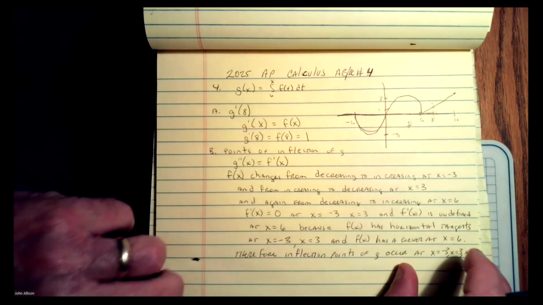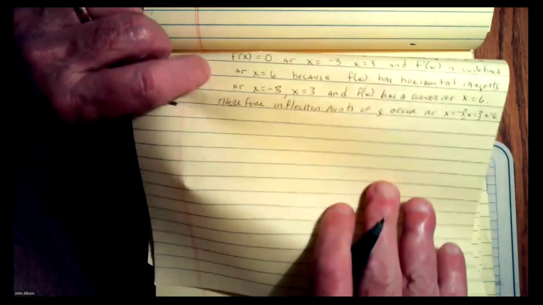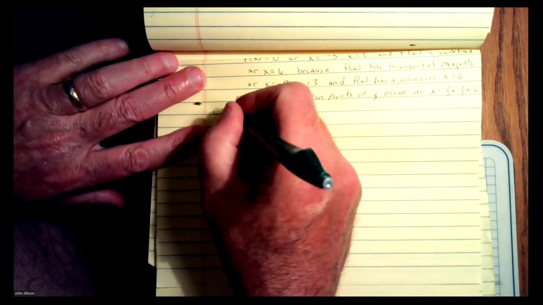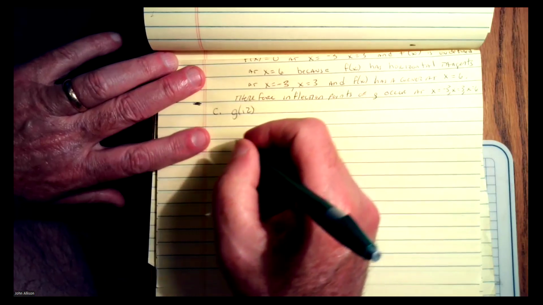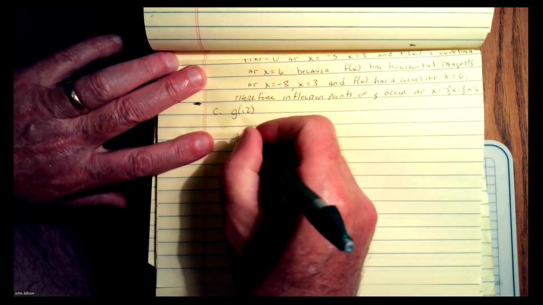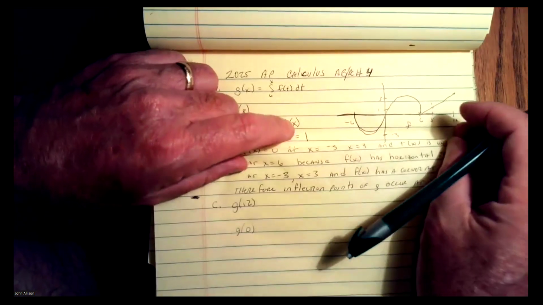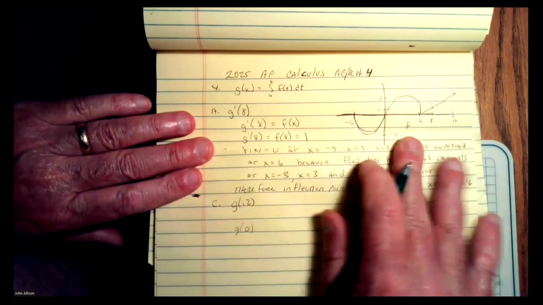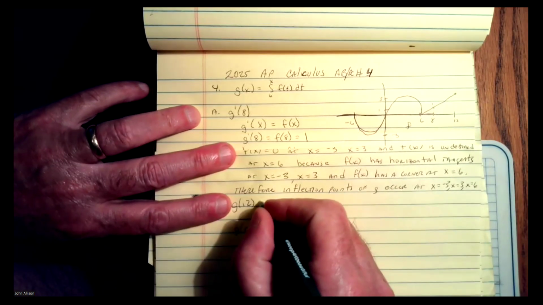All right, let me move this up now. For C, we're asked to find G of 12 and G of 0. All right, we're going to bring this down a little bit so we can see the graph. Since G of x is defined from 6, we're going to find G of 12.